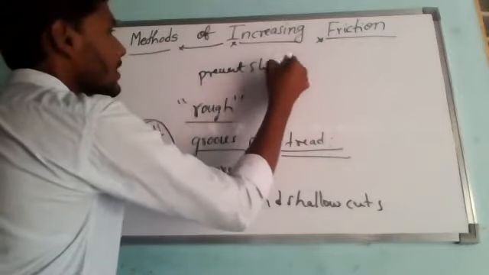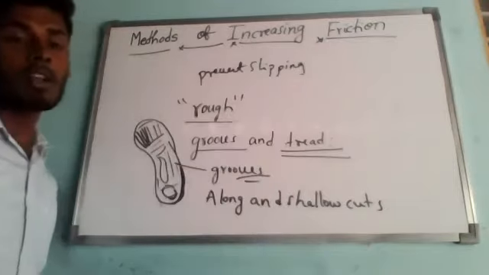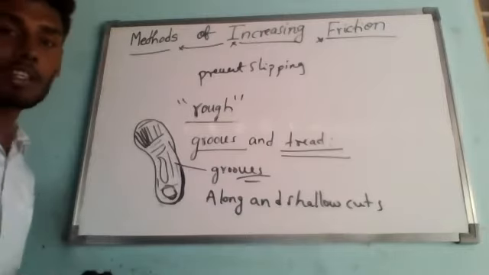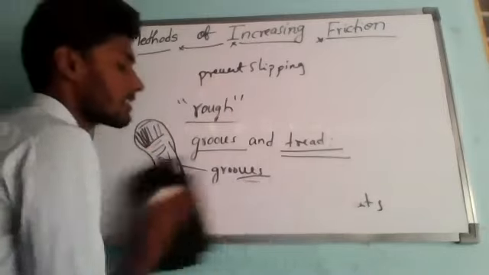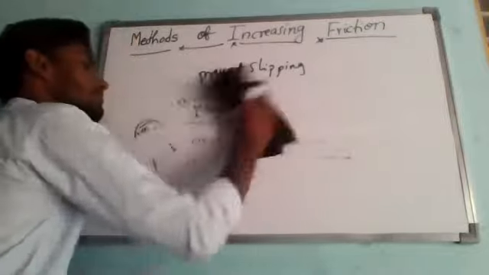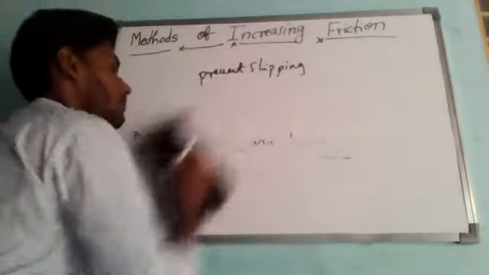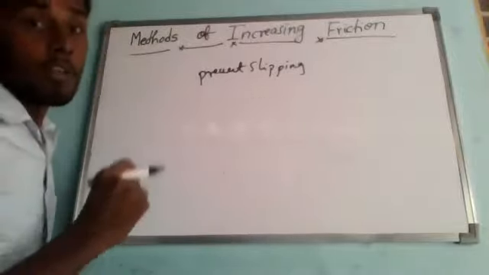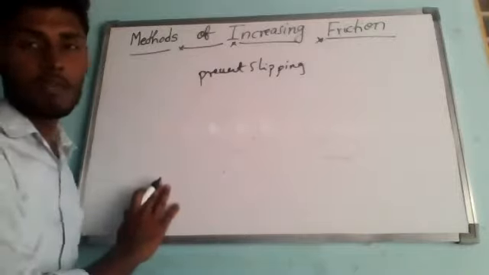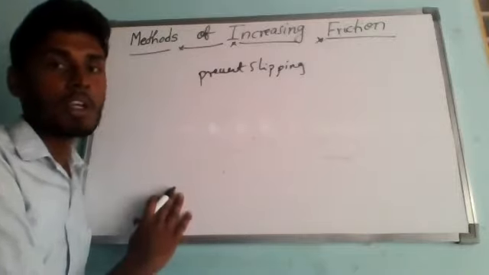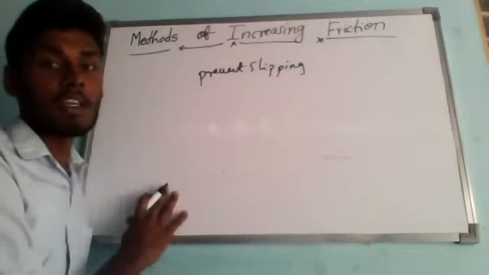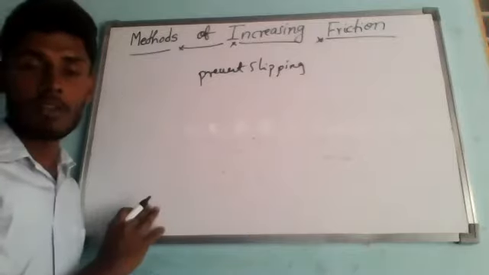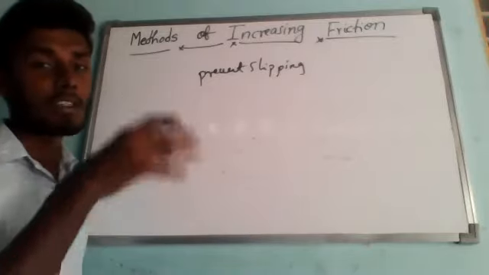Prevent slipping. You just keep this as the first heading. Grooves are made in the soles of shoes to increase friction and prevent slipping. That is our first method. If we observe the soles of our shoes, or even slippers, we will find that some grooves have been made in the soles by the makers of shoes or slippers themselves. They make this kind of grooves.